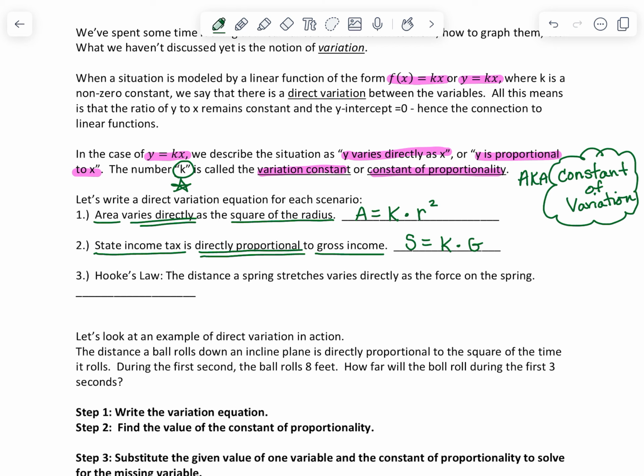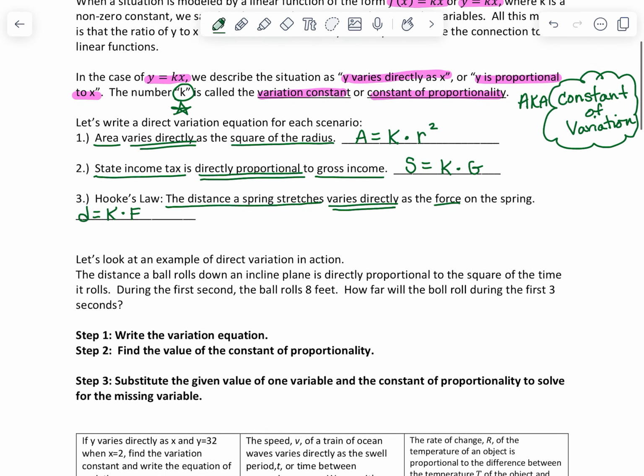And how about one more? Hooke's law. This is a pretty famous law from physics. It says the distance a spring stretches varies directly as the force on the spring. So the distance, d, is equal to, and this is a direct variation, so there's that k again, that constant of variation, k times the force on the spring. So d equals k times f is the equation that we're looking for here.